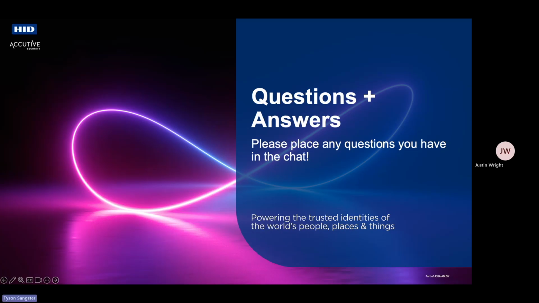Okay, I'm seeing a question here. And this is a question for you, Andrew. What is the difference between YubiKeys and HID smart cards and USB keys? Do they have the same security standards?